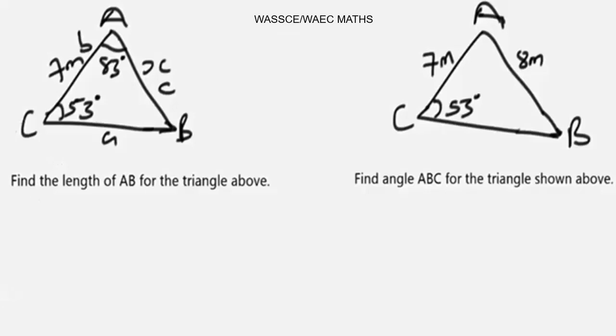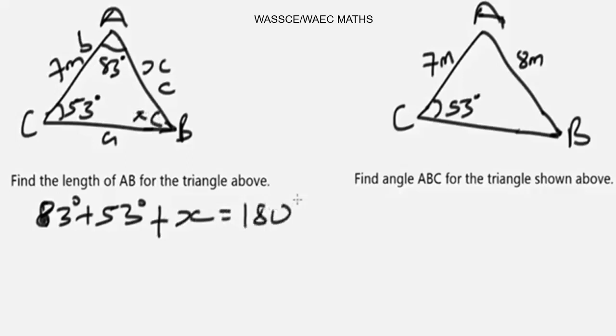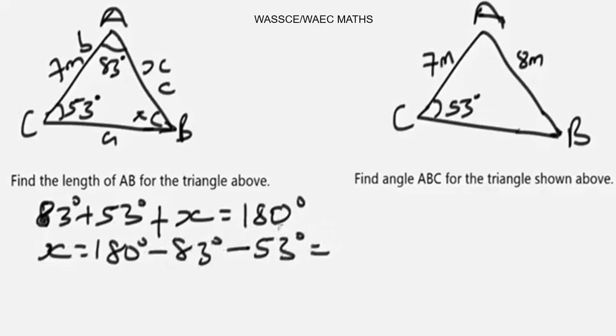To begin with, let's not forget that angles in a triangle add up to 180. So this is 83 degrees plus 53 degrees plus, let's say we want to find the angle here, let's call it X, equals 180 degrees. So to make X the subject of the formula, everything comes over with a negative sign. Our X will be 180 degrees minus 83 degrees minus 53 degrees. When we punch it in the calculator, it's 44 degrees. That means the angle here will be 44 degrees.